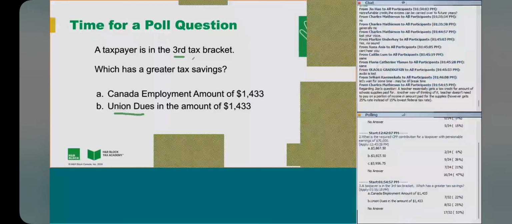The Canada employment amount is a tax credit, so it only cancels out tax at 15%. So it only cancels out tax in your first tax bracket. So the union dues have a greater tax savings than the Canada employment amount because the union dues are a deduction and the Canada employment amount is a non-refundable tax credit.